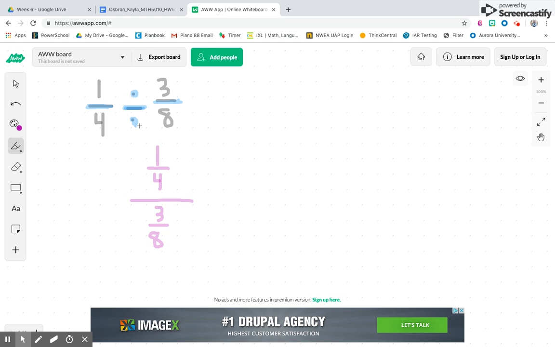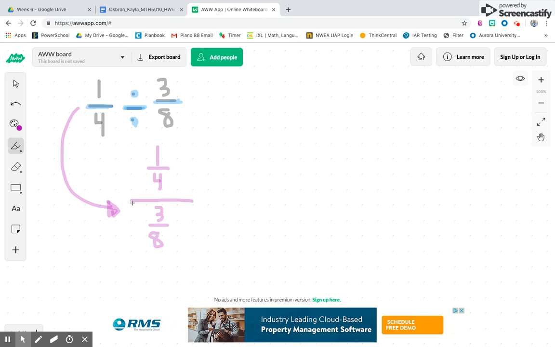Okay, so this is the same as this. I've just changed the format. I've changed how I've written it. So this division symbol is the same as our fraction bar. But right now, this is definitely not how we want a fraction to look. This is complex. It's not in proper form.